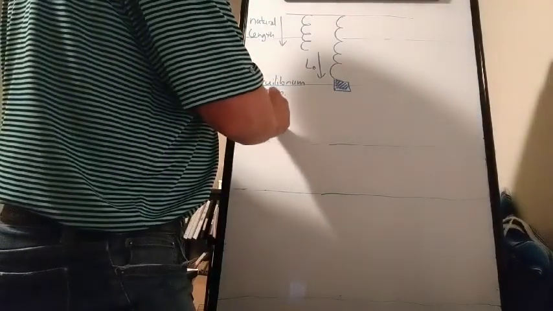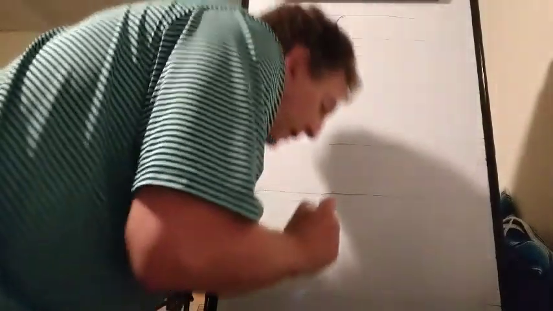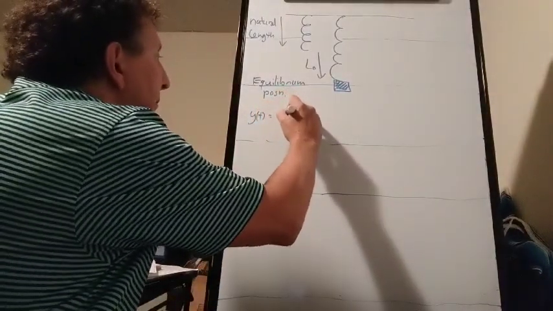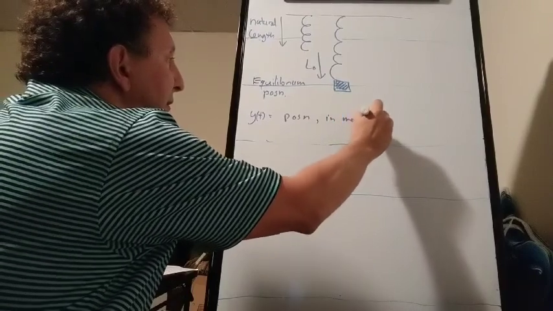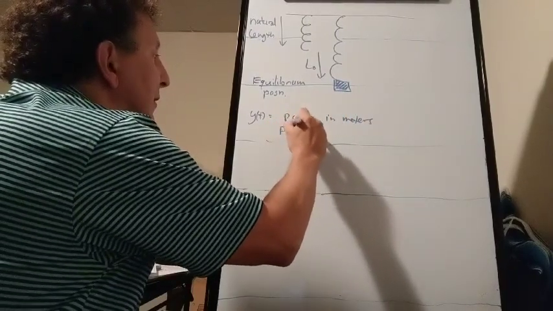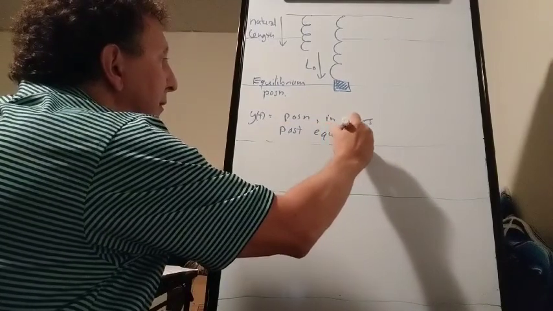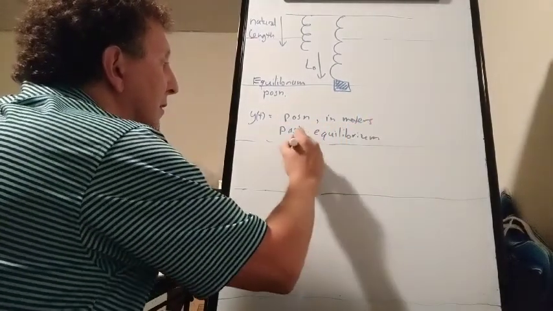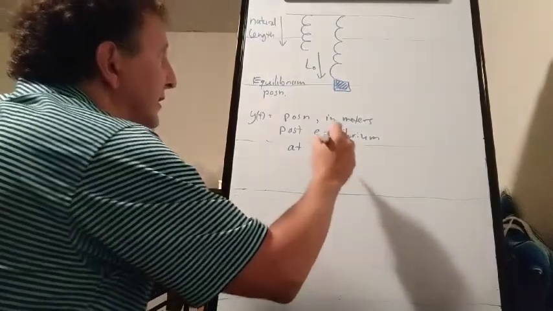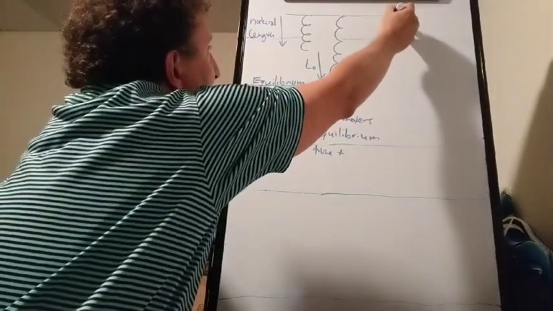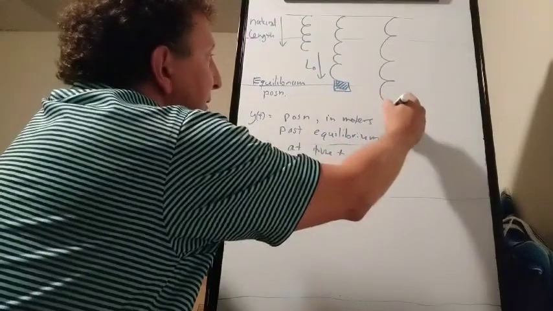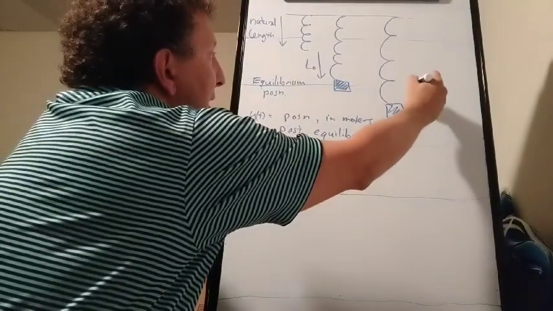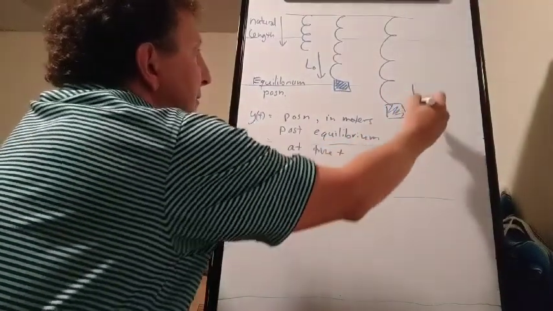And let's let y of t be position in meters past equilibrium at time t. So if we pull this object down further and then let it go, it's going to bounce up and down. So y is the distance past equilibrium.